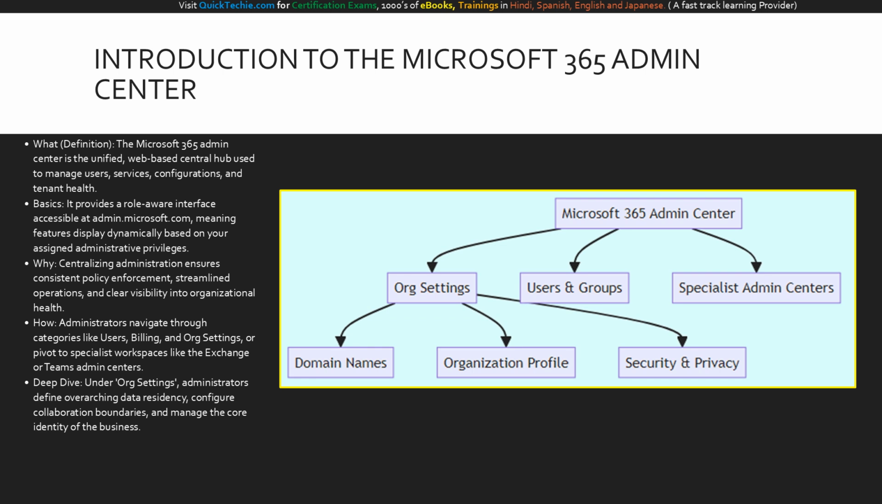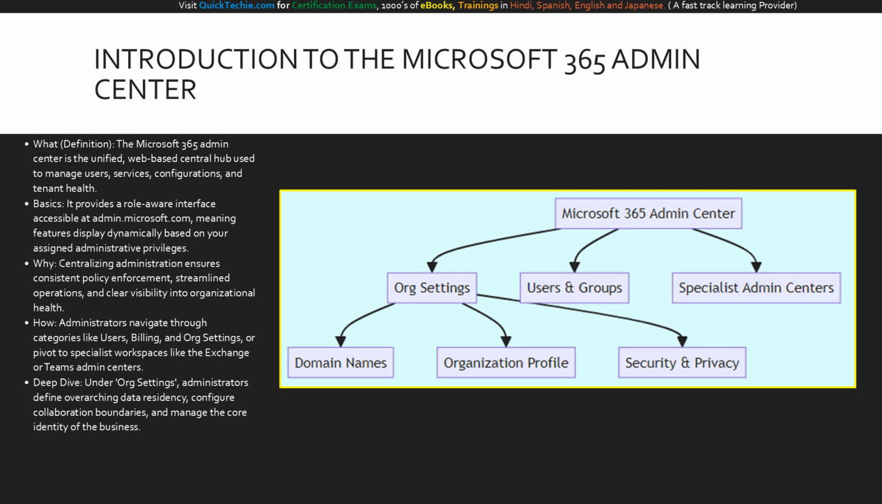Why do we use it? Centralization is key to enforcing consistent security and collaboration policies across the entire enterprise. Through the navigation pane, you can seamlessly pivot to specialist portals, like Exchange or Teams, for granular control. But today, our deep dive focuses specifically on org settings. This is where you establish the very identity and boundaries of your digital workspace, dictating how your organization presents itself to the world. Look at the diagram on your screen.